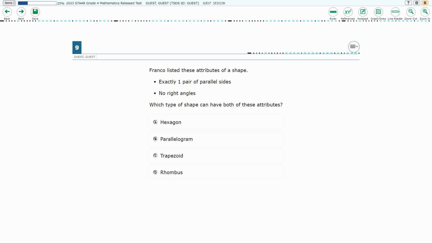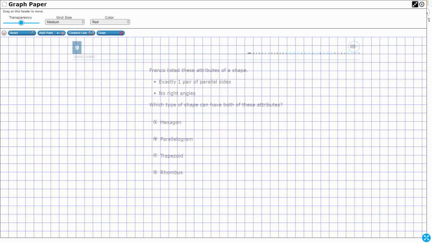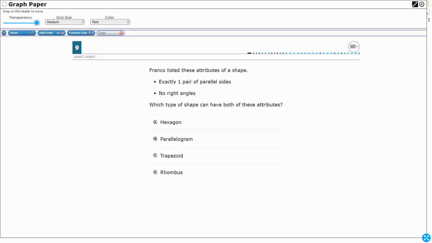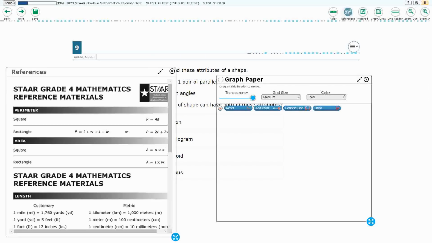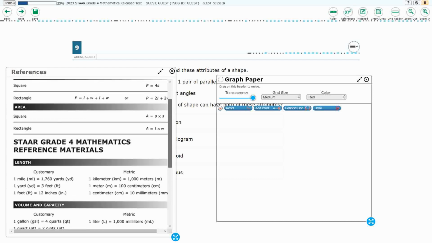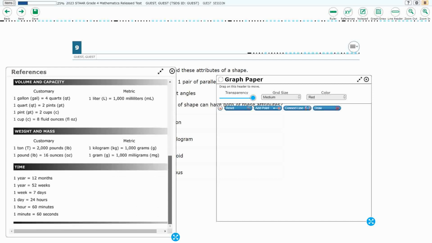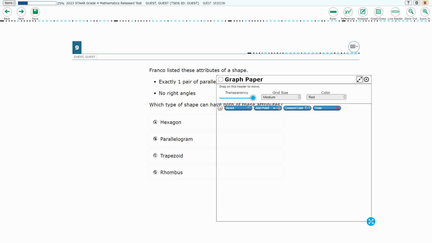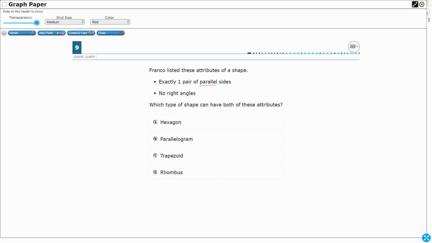So we've got some attributes of a shape, and we need to find which of these shapes can have both of these attributes. All right. Let's see. It needs to have exactly one pair of parallel sides. All right, so that's a vocabulary word. We need to know that going into the test, because if you look on our reference material, you're not going to see any definitions for what parallel means. So let's make sure we understand parallel first.